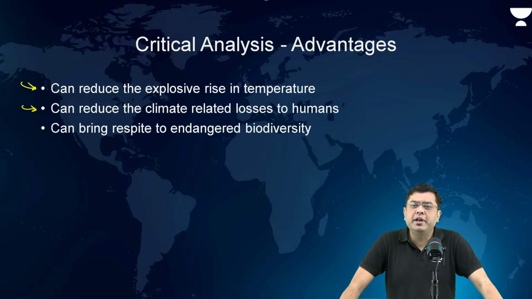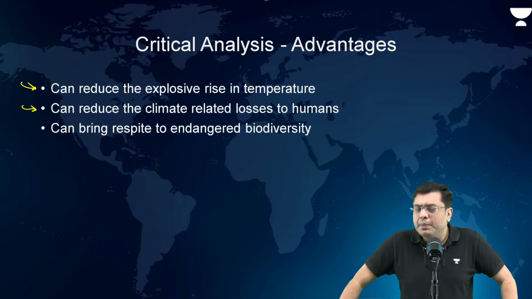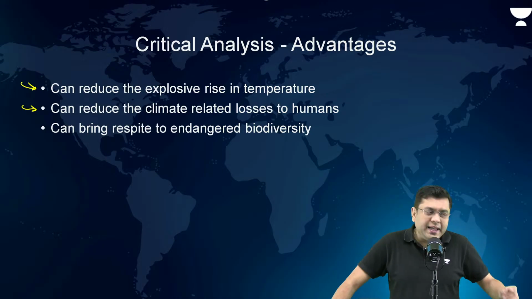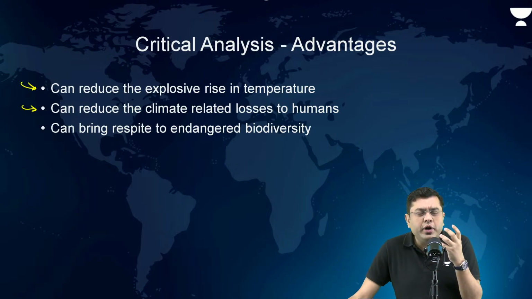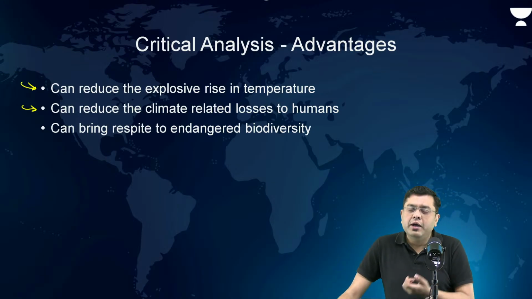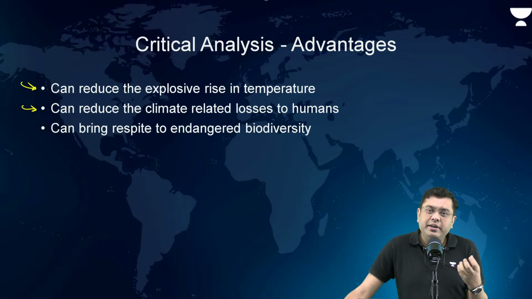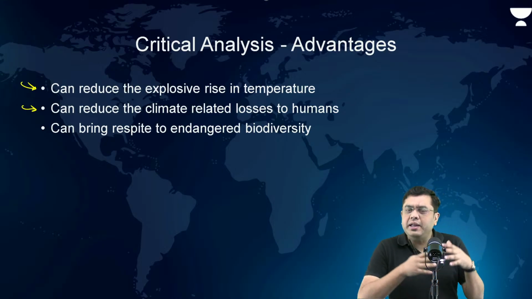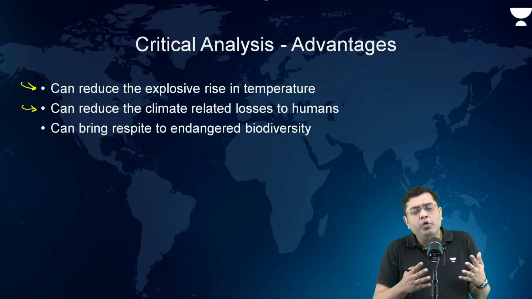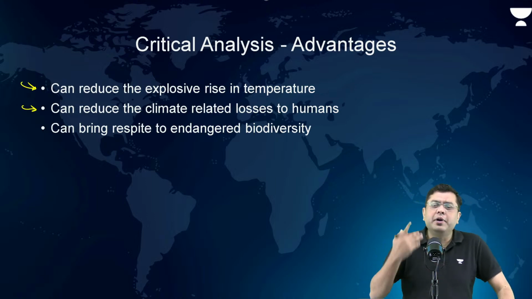When we say climate related losses to humans, we have to understand heating at the region of the poles. Now that impacts oceanic circulation. That can also create more explosive cyclones, more devastating storms. And as a consequence, we tend to lose a large amount of lives and property everywhere across the planet owing to climate induced disasters. So this can be a temporary solution for that.